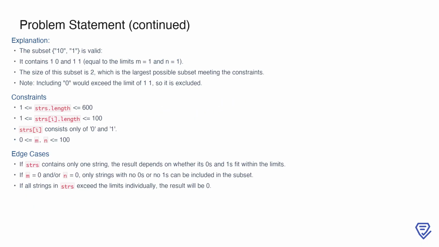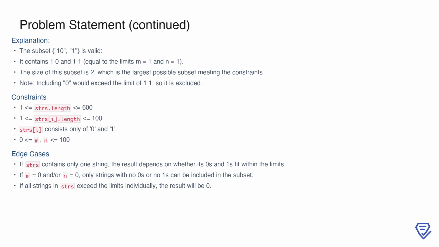In the second example, the input strs is 10, 0, 1, with m equal to 1 and n also equal to 1. The output in this case is 2. Here, the valid subset is 10, 1, which contains 1 zero and 1 one, staying within the given limits. Although the string 0 could fit within the limit for zeros, adding it would exceed the limit for ones, so it is excluded.